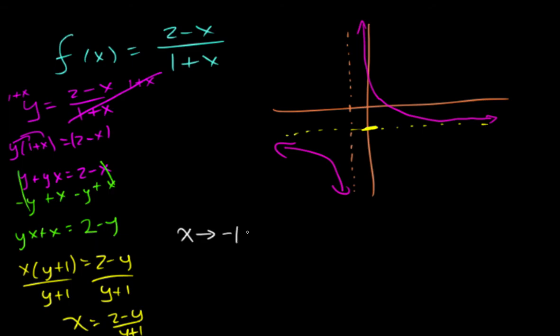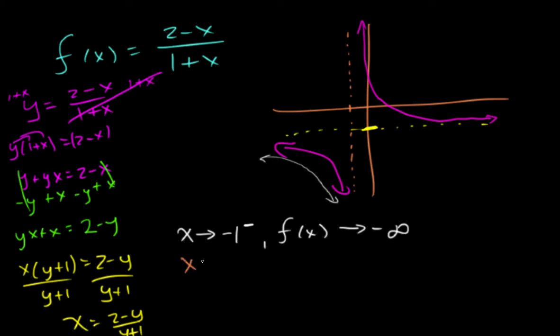negative 1 from the negative side, so as we're traveling this way, then f of x approaches negative infinity. So as we go towards this asymptote, we start on the negative side, which is the left, and we go towards the right, towards the asymptote, we go to negative infinity.